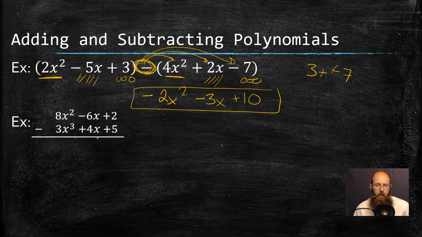Now I'm down here. Same kind of situation as before, right? I have a 3x cubed and I have an 8x squared. Those are not like terms. Let's just leave them like this. I think we can handle this.